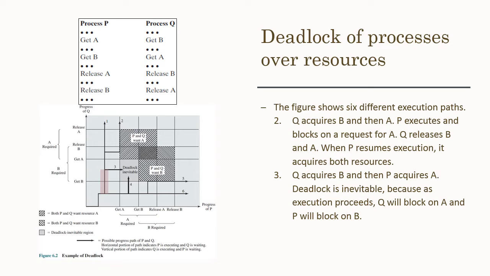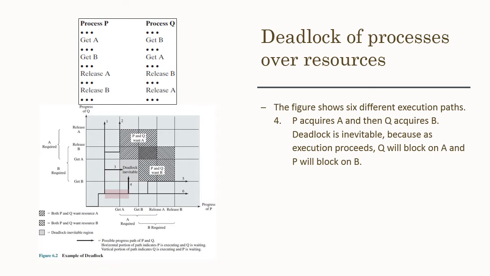Path 3. Q acquires B, and then P acquires A. Deadlock is inevitable because as execution proceeds, Q will block on A because A is with P, and P will block on B because B is with Q. Execution path 4. P acquires A, and then Q acquires B. Deadlock is inevitable because as execution proceeds, Q will block on A, which is with P, and P will block on B, which is with Q.